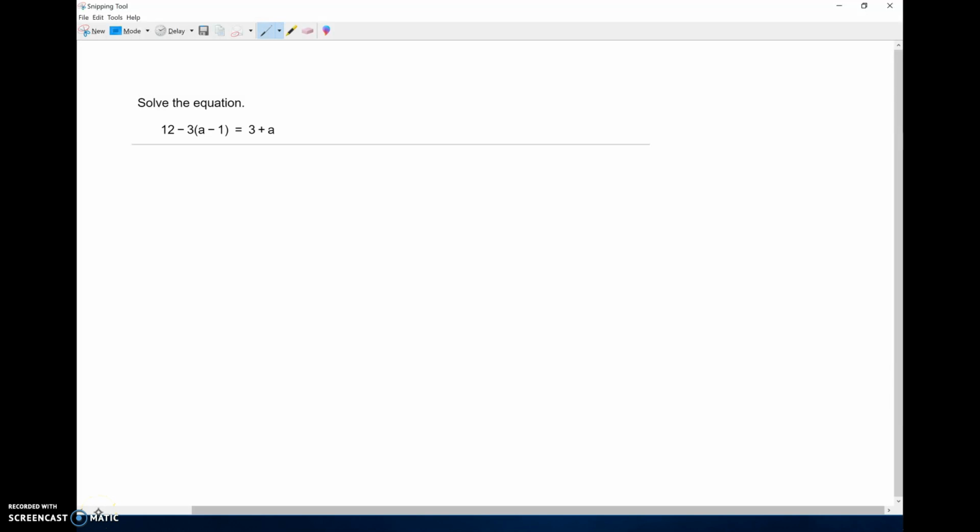This is a problem from section 9.3. And what I'm going to do is show you how to solve this equation step by step. We notice that we have 12 minus 3 parentheses a minus 1 close parentheses is equal to 3 plus a.